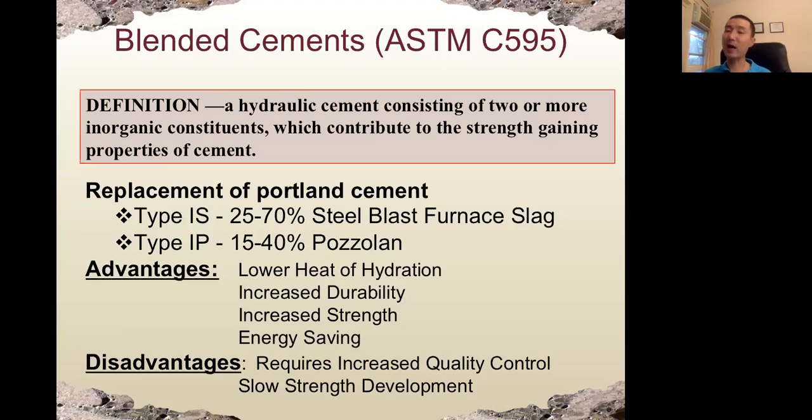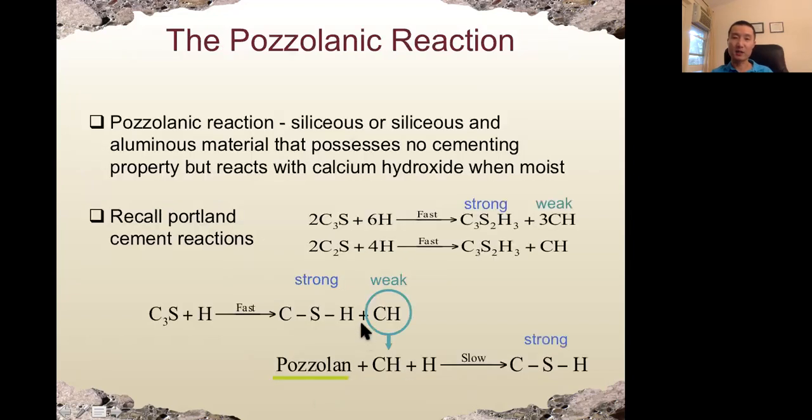Okay, durability may be higher because of a so-called chemical reaction named pozzolanic reaction. Okay, the strength may also be increased, and we can also save energy, because slag and other types of pozzolans may come from industrial waste. So by replacing Portland cement, which needs a lot of energy to produce, with the waste materials, we can save the energy and also money. Okay, but the disadvantage of this cement is it requires better quality control, because slag, fly ash, and silica fume are basically waste materials. So the quality control for these is not as good as cement. And also the strength development of blended cement is slower because of the pozzolanic reaction.